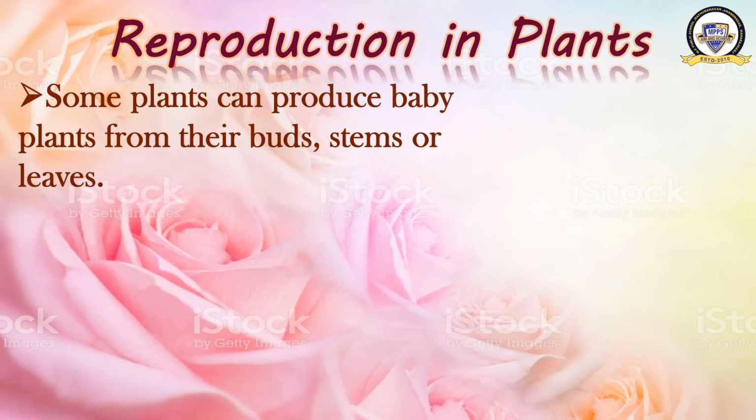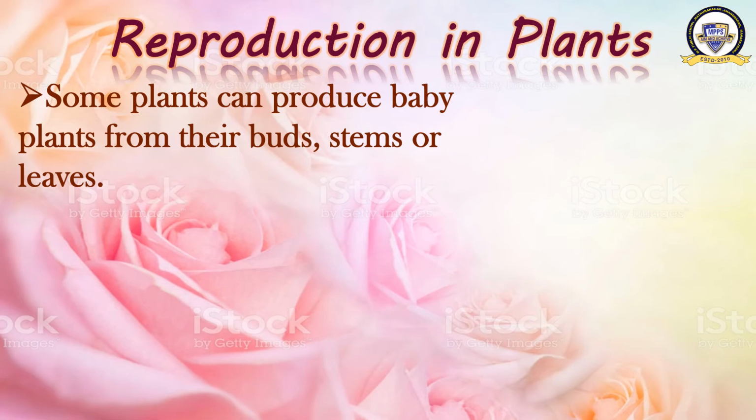Okay, it is not completed. We will see some more examples. Some plants can produce baby plants from their buds, stems or leaves. Some of the plants are produced by seeds, okay, but some other plants can reproduce through their buds, stems or leaves. It means that the plants reproduce by using their different parts.